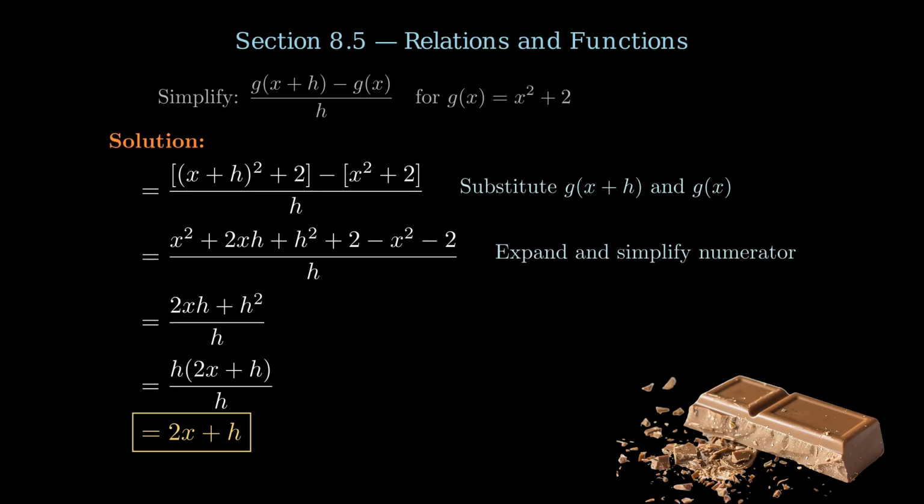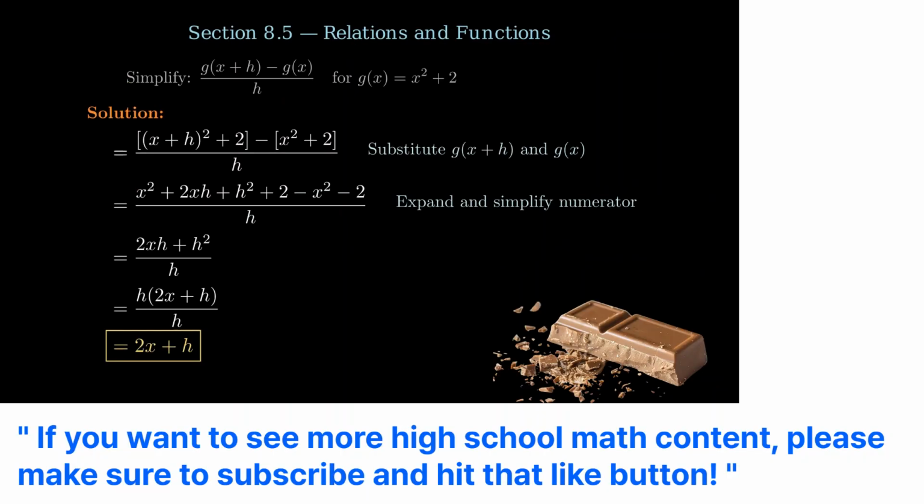By factoring out h from the numerator, we can cancel h from both top and bottom. Our beautifully simplified final answer is 2x plus h.